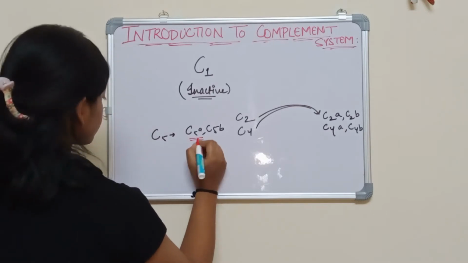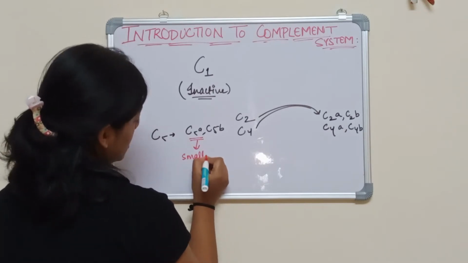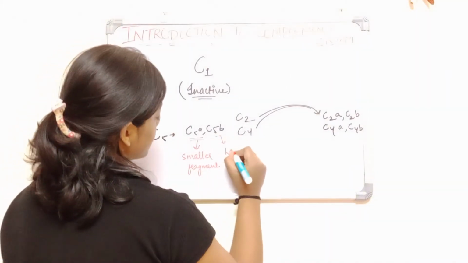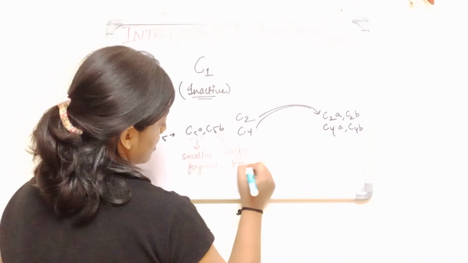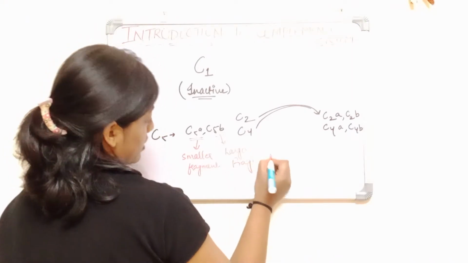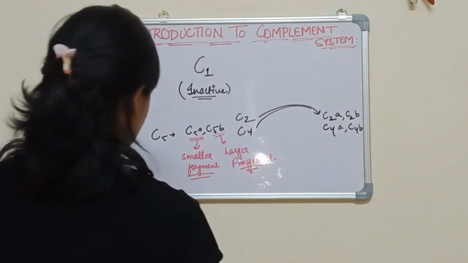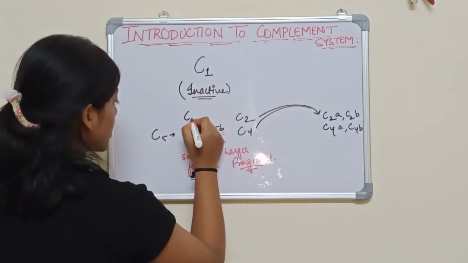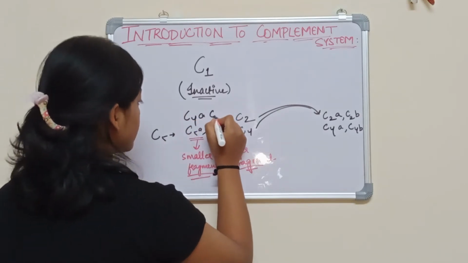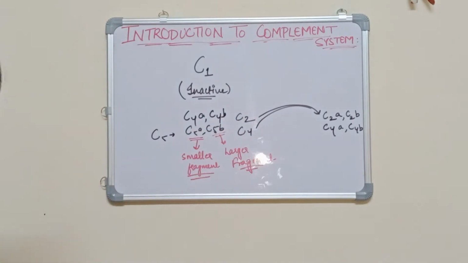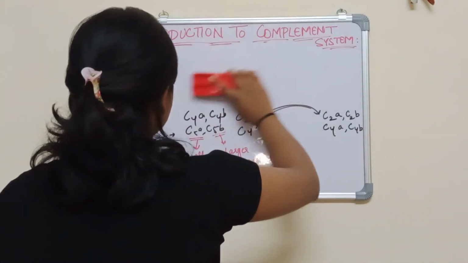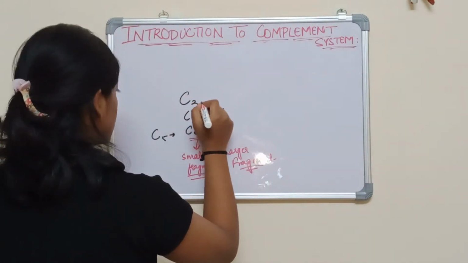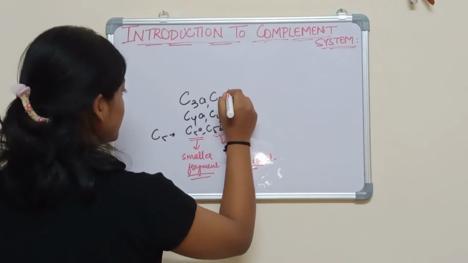This A part is the smaller fragment, and this is the larger fragment. It is the common case. C5A will be smaller, C5B will be larger. Similarly, C4A will be smaller, C4B will be larger. Similarly, C3A will be smaller and C3B will be larger.